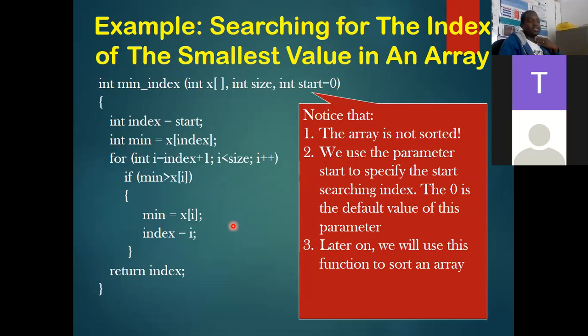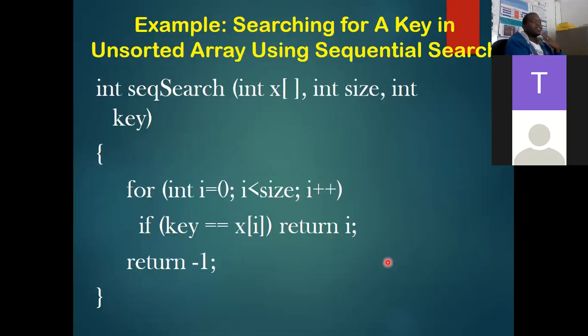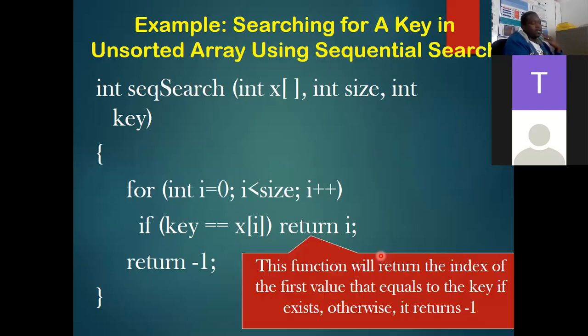The 0 is the default value of this parameter. Later on, we'll use this function to sort an array, right? So here you can use sequential searching. That means you go from 0 up to the last element in the array. You are searching and comparing one element after another, get the minimum, right?